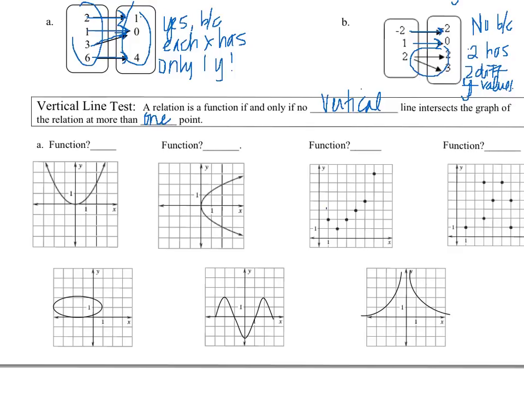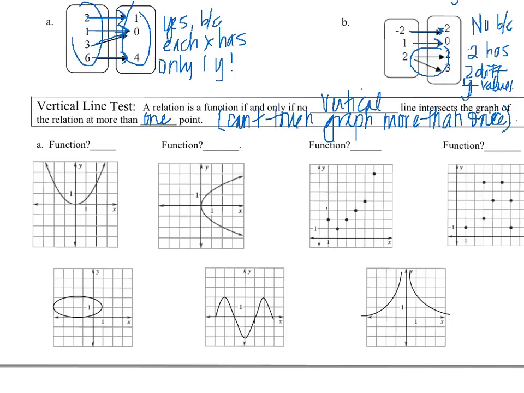Okay, here's what it means. If I can draw a vertical line anywhere on the graph and I touch it more than once, if I touch my graph more than once, it's not a function. So what I would do if I were you is kind of put in parentheses, can't touch graph more than once. Okay, if you want it to be a function, you cannot touch the graph more than once. That's the idea of the vertical line test.